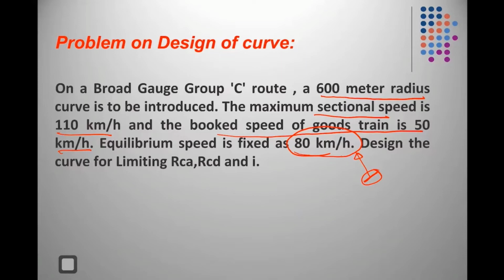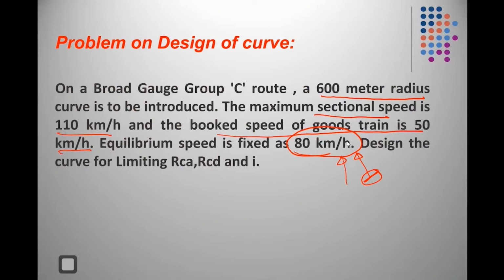Then we will have to check कि बाकी कंडीशन मीट हो रहे हैं कि नहीं, और अगर नहीं मीट हो रहा है तो क्या रिस्ट्रिक्शन लगाना है. But first thing is we will have to provide cant as per 80 kmph. सो और इसमें एक और कंडीशन है, design the curve for limiting RCA, RCD and I. RCA that is this is 55, this is 55, and this is 1 in 360. These are the limiting values. 55 millimeter per second, 55 millimeter per second, and 1 in 360.